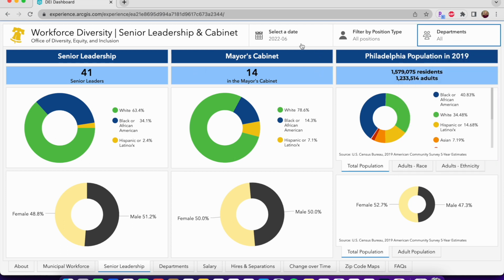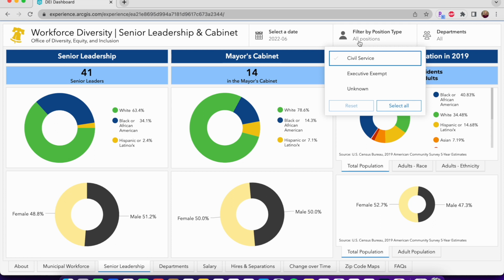We can see here for June of 2022, at this time, there were 41 employees that were considered senior leaders. We had 14 employees within the mayor's cabinet. And again, we have the metrics for Philadelphia residents in 2019.